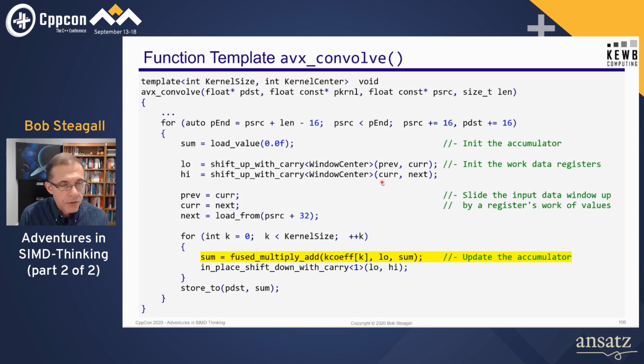Now is when I actually do the interesting work that makes the convolution work. For each coefficient in my kernel, which is stored in this array of coefficient registers, I'm going to do a fused multiply add of that coefficient stored in that register with the corresponding values in low, because low is going to be my primary work register. I'm going to do the multiply, and I'm going to add what's already in the accumulator. So I'm going to multiply the coefficient times low, add it to sum, and then store the result back in sum. So sum accumulates the result.